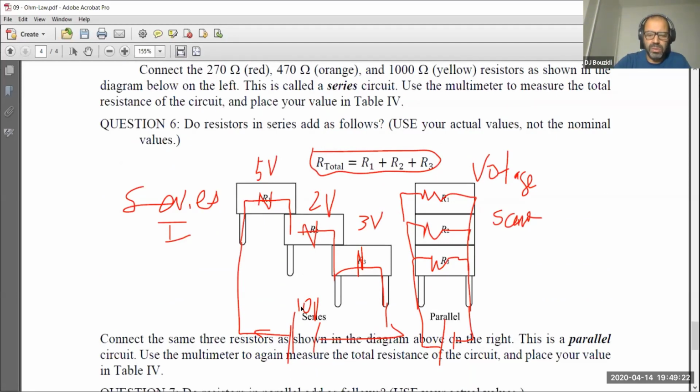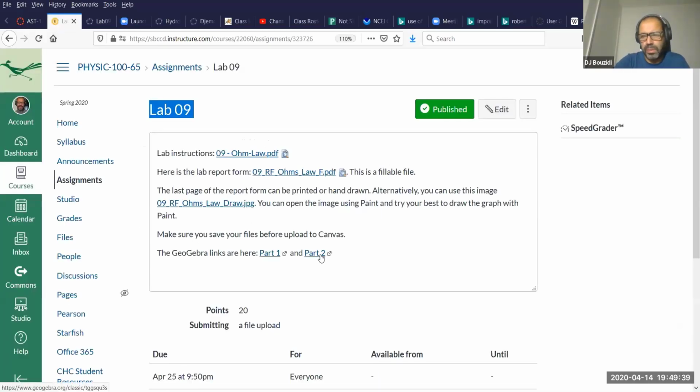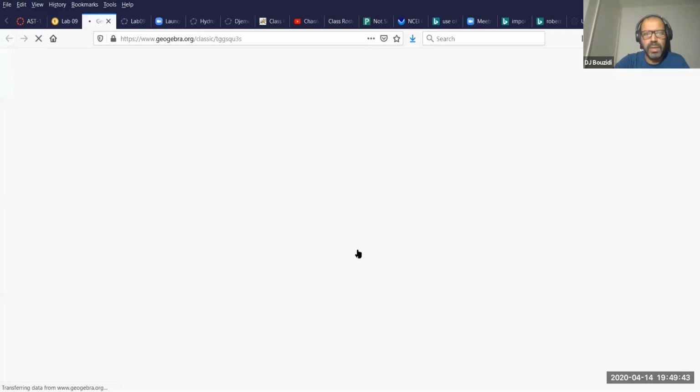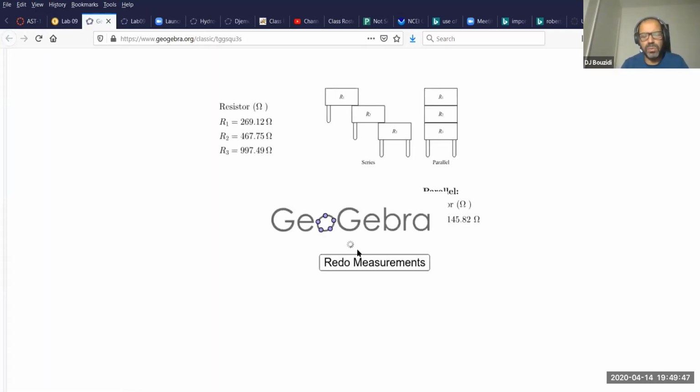So let me go back into the activity now. It's a different activity now. Let me stop this screen share and go back into the lab. So it's part 2 now. I'm going to click on part 2. This is the second GeoGebra link, so it's going to open a new link for me on GeoGebra. Again, I have to wait for it to load.